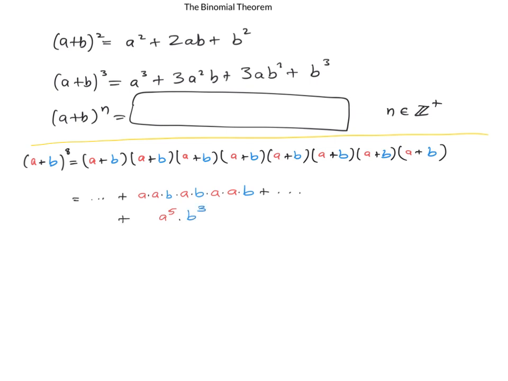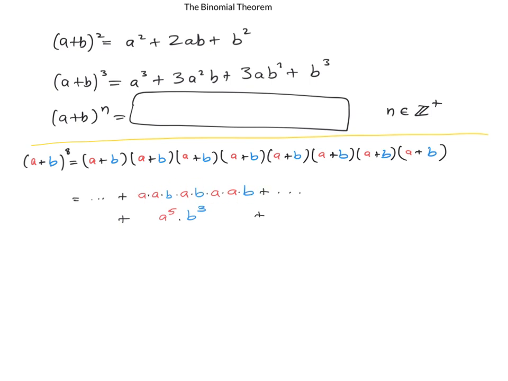And of course I know there's a bunch more before and after it, but the thing is, it's not the only a to the 5th b cubed I can get. There are going to be a whole lot more like terms depending on where I pick my a's and my b's. In other words, different arrangements of these a's and b's.